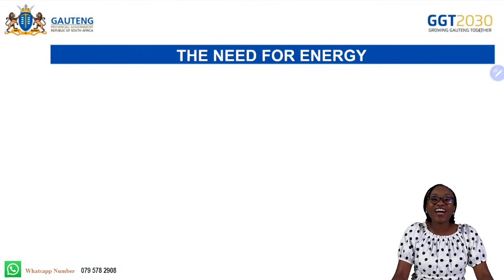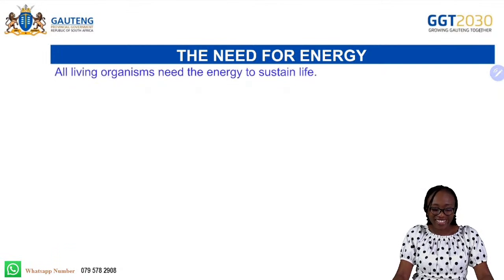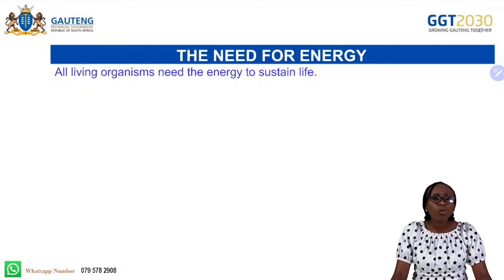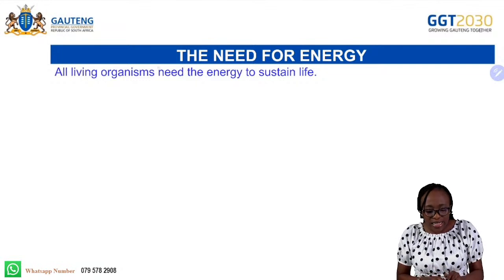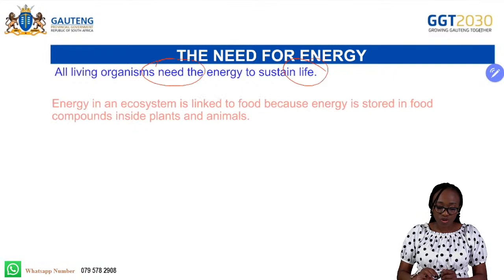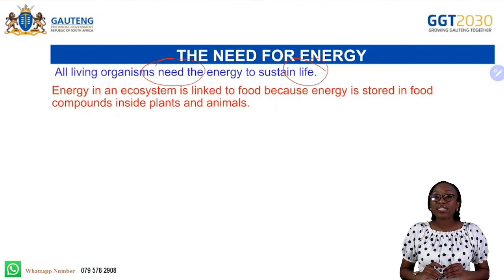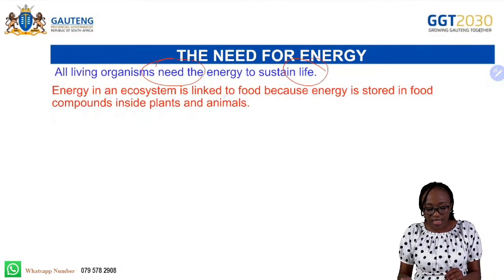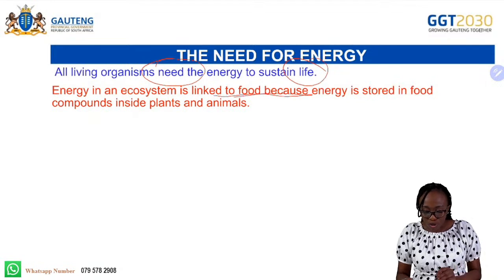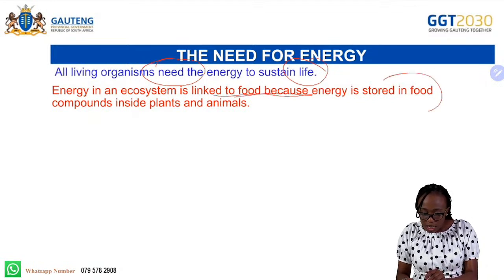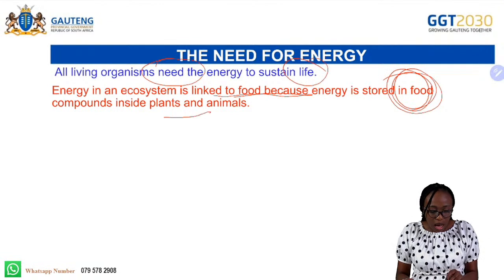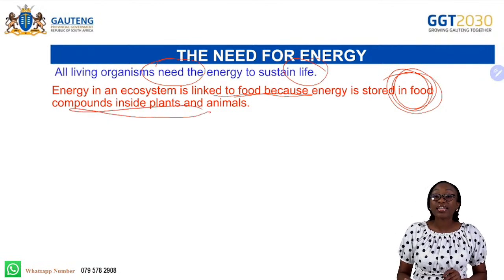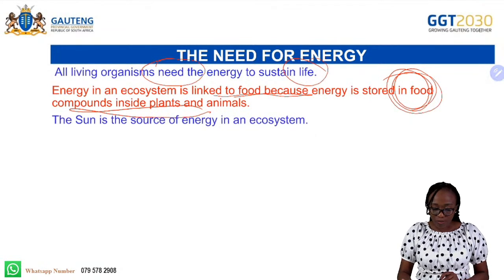Okay, so we are done with our terminology. Now let's learn about the need for energy. All organisms need energy to sustain life. The energy in an ecosystem is linked to food, because energy is stored in the food compounds inside plants and animals.